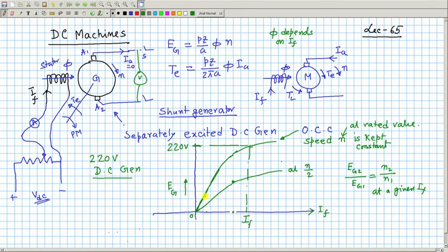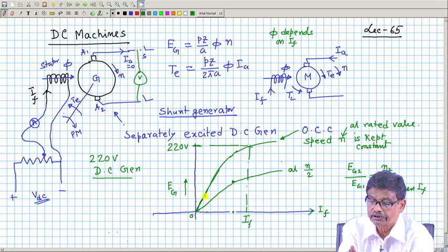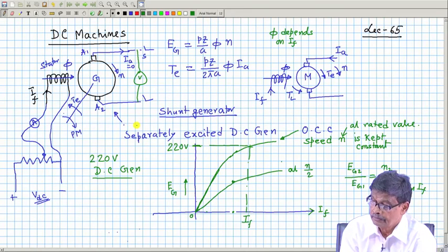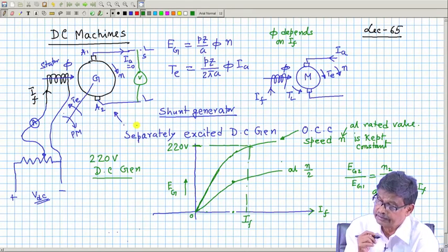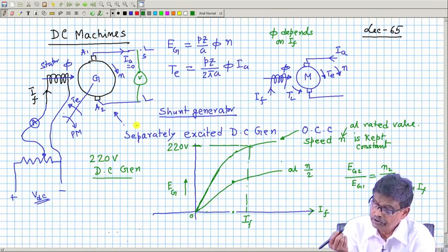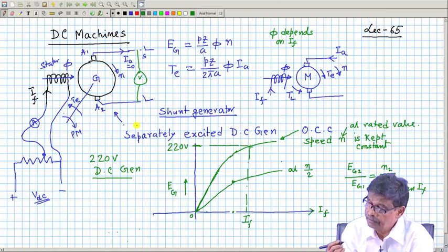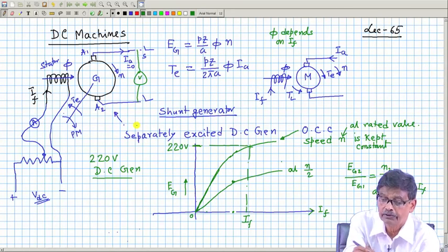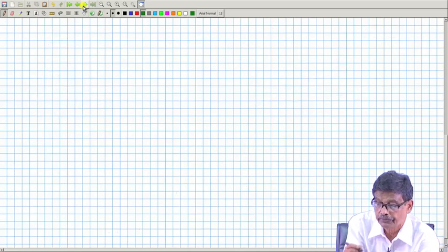We can now do the load test on this DC generator, that is, you generate this rated voltage, that is the open circuit voltage. Now, what you do? You start drawing power out of the generator. So, that characteristic is called the load characteristics, and how will it look like? Very simple. I will go to the next page and explain to you.